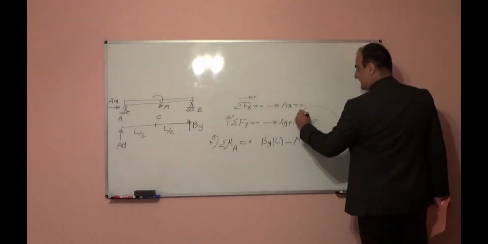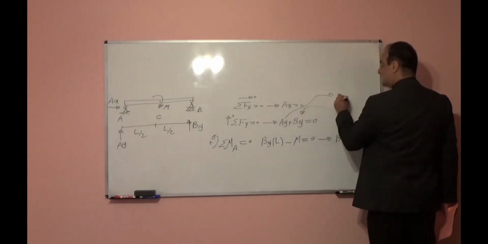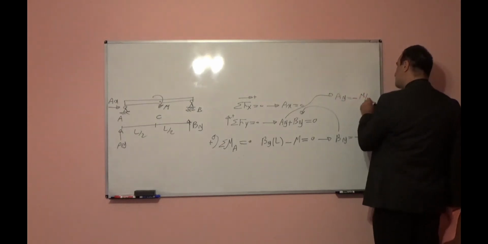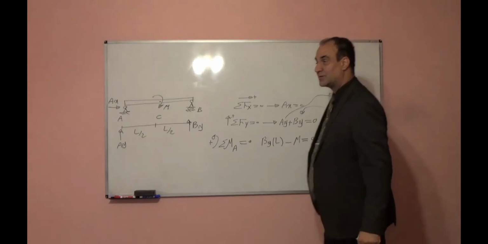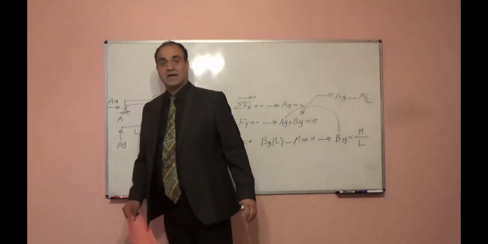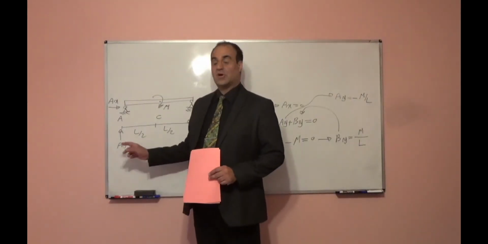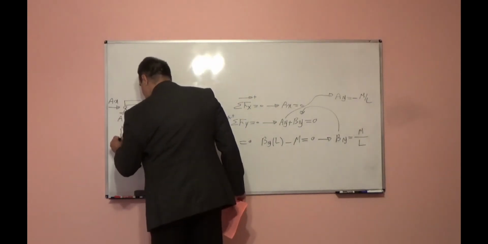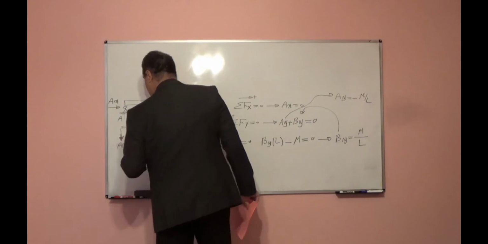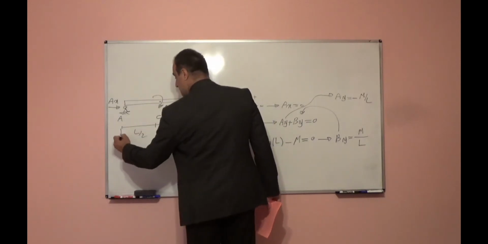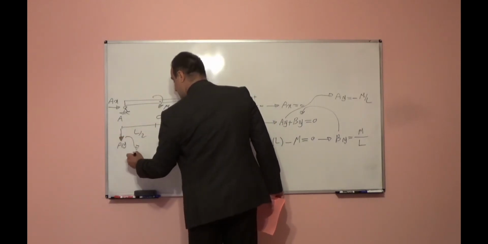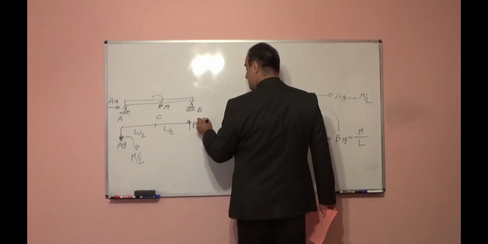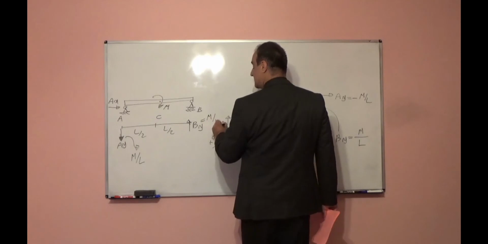If you plug By here, you can find Ay will be equal to negative M over L. Negative M over L means I assumed Ay in the wrong direction. Negative means I should change the direction of this reaction. If I show downward, now I can write it is positive M over L. Downward M over L, upward M over L.